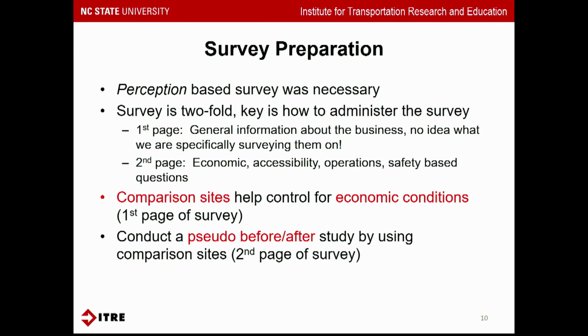The survey is twofold in this case. The first page of our survey, we didn't want to bias them in any way. We didn't really tell them why we were there. It was really more of a gauge of their economic impacts. We knew we were going into a recession. We didn't want to see a downturn being played as, well, that was the impact of the median.